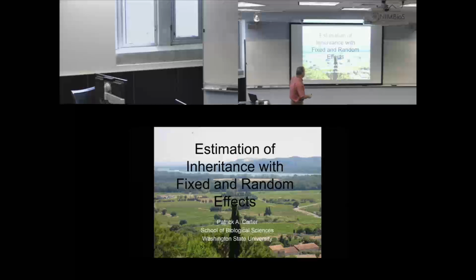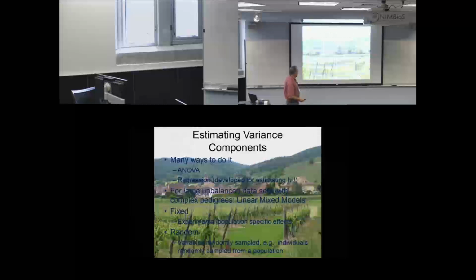For you oenophiles out there, this is Châteauneuf-du-Pape in southern France. There's the Rhone River. This is looking from the hill where the chateau was, which the Germans thoughtfully blew in half in 1944 when they were retreating up the Rhone Valley.